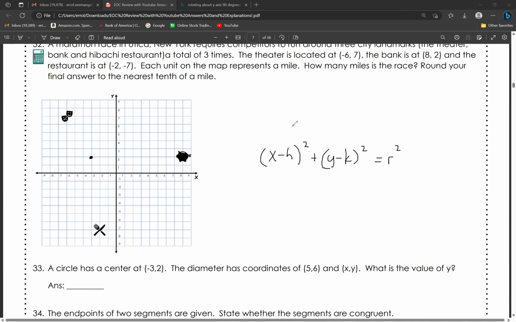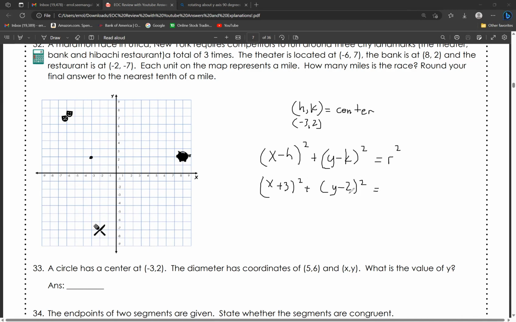Now they give us the center already. This is the center (h, k). So they give us the center already. The center is (-3, 2). So we're going to plug that in right here automatically. It's going to be the opposite sign. So (x + 3)² + (y - 2)².